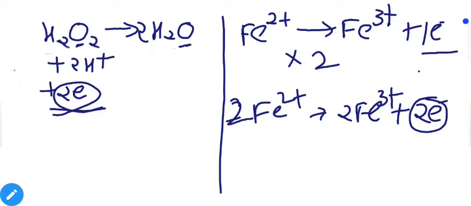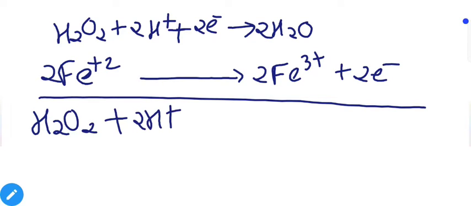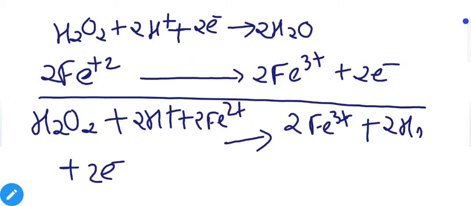And the last step will be the addition of both reactions into each other. So let's add these two reactions together. You will get H2O2 plus 2H+ plus 2 Fe2+ plus 2 electrons. And on the other side you will get 2 Fe3+ plus 2 H2O plus 2 electrons.